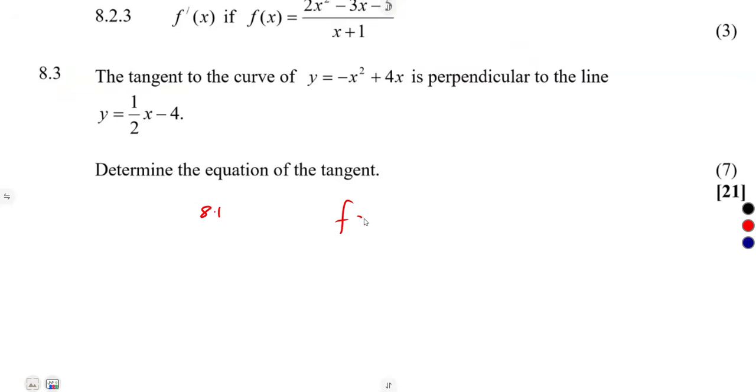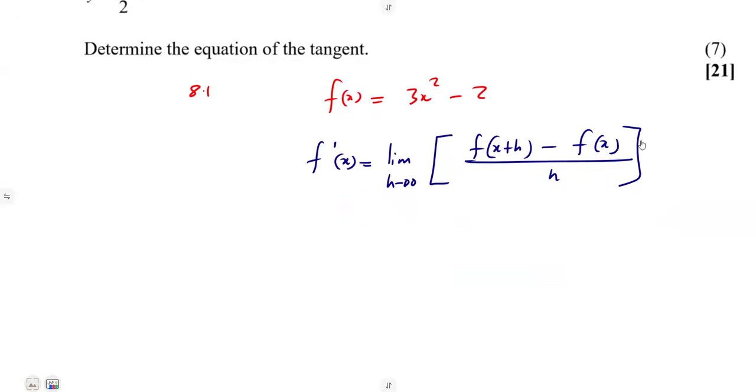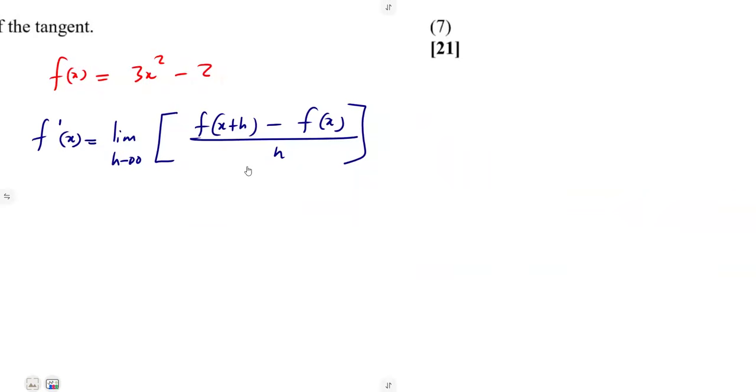All right, so our f of x is given as 3x squared. It's actually 3x squared minus 2. And from the first principles, the formula that we are given from our information sheet, remember it is what? Limit as h approaches 0 of f of x plus h minus f of x, all right, everything over h. So in our case, we are simply going to find f of x plus h. All right, then substitute into the formula.